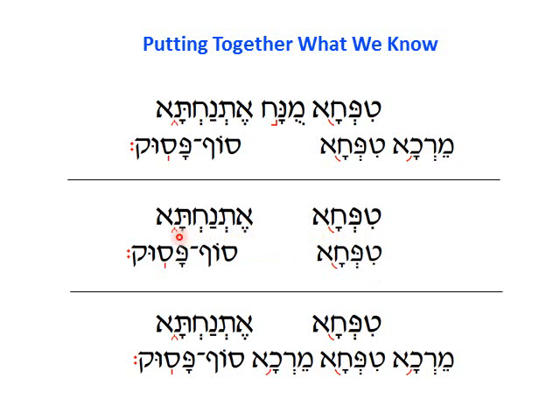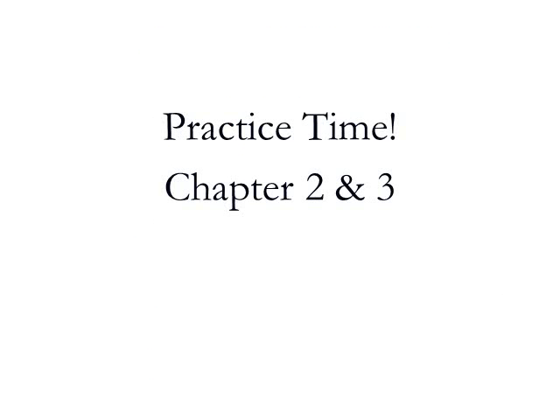Here's one just with the pausal tropes. Tipcha, etnakta. Tipcha, Sof Pasuk. Try that one. And now we have tipcha, etnakta. Now, big ending. Let's make this the end. Mercha, tipcha, mercha, Sof Pasuk. Again, tipcha, etnakta. Mercha, tipcha, mercha, Sof Pasuk. Try that one.